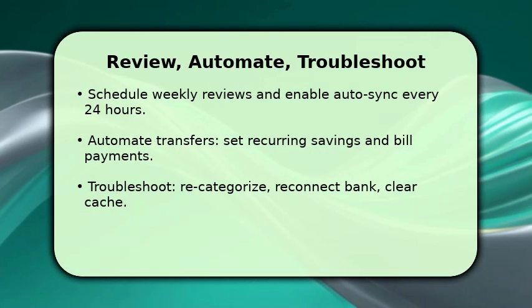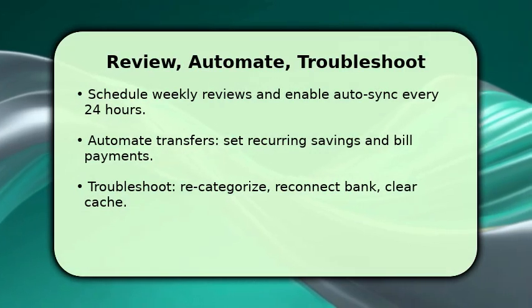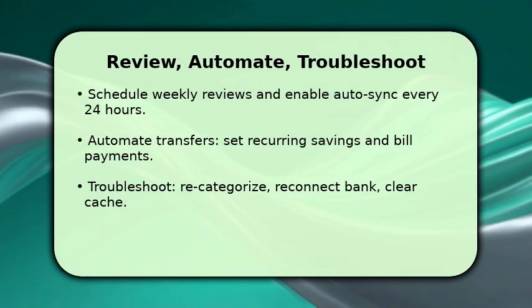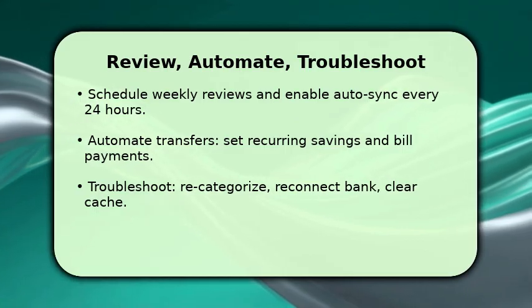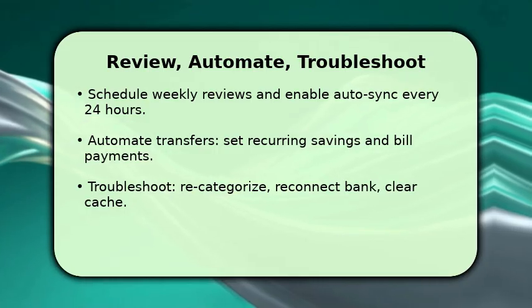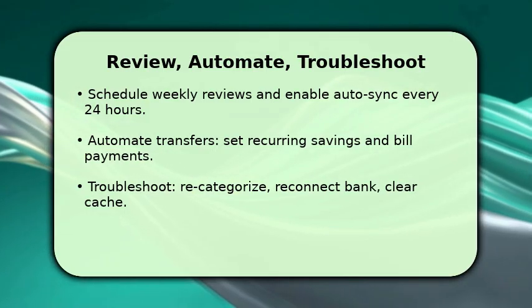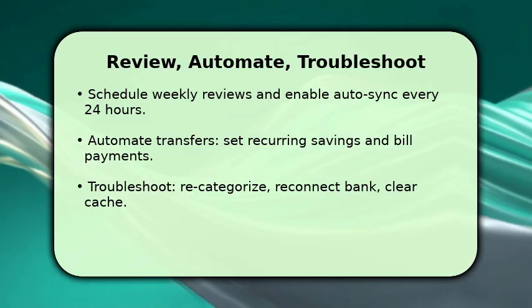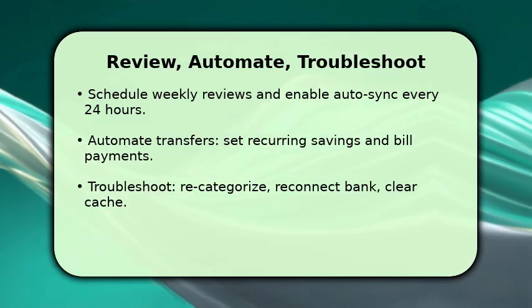Finish by locking in review and automation habits. You should schedule a weekly review to adjust categories and confirm goals, and enable auto-sync every 24 hours so balances stay current. Automate transfers and bill payments to enforce discipline and reduce late fees. This turns plans into behavior.